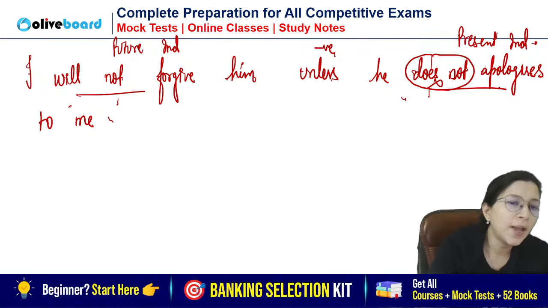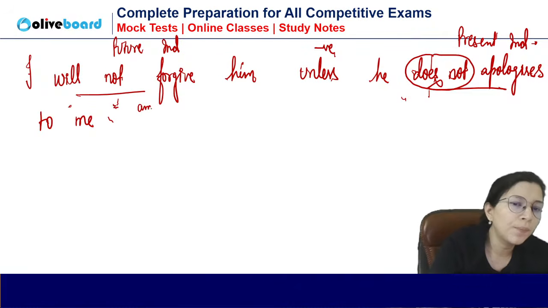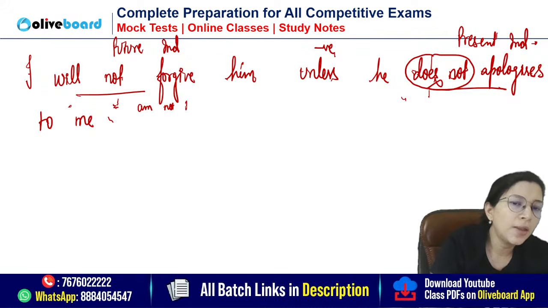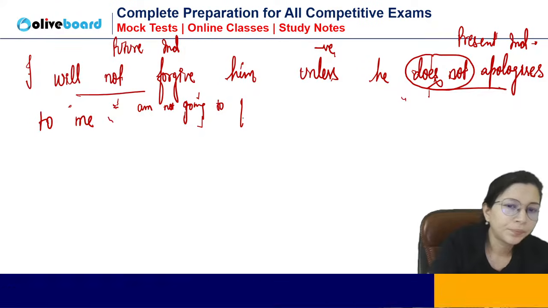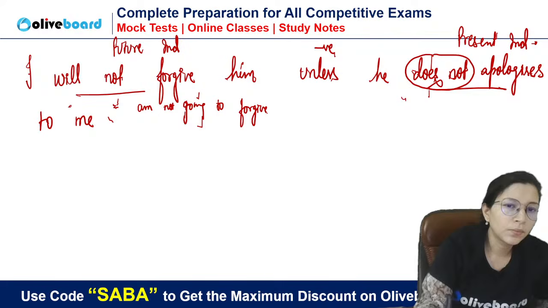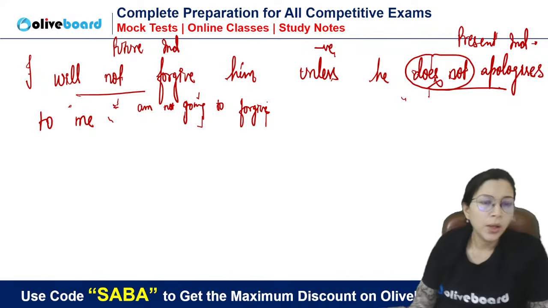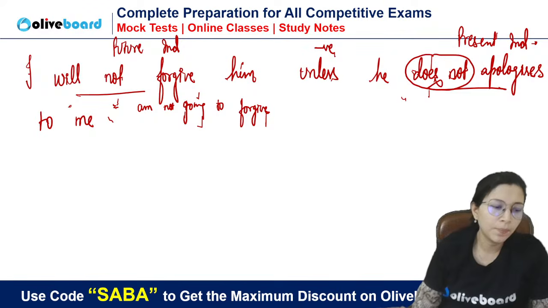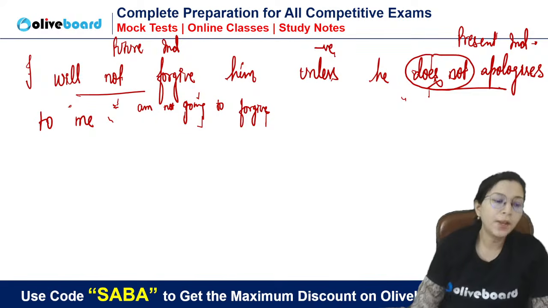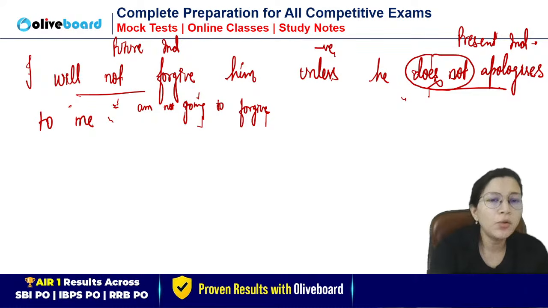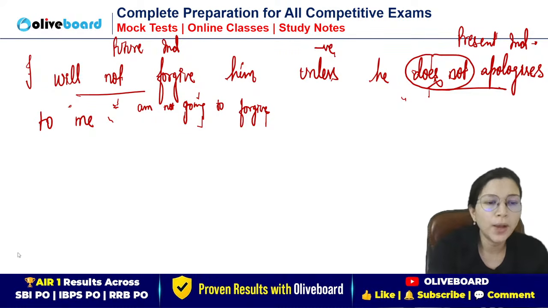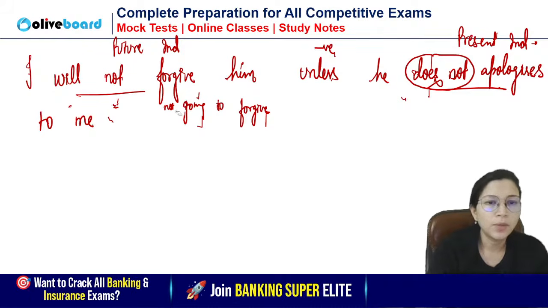Acha, in this part, can I use I'm not going to forgive him? Can I even write this? Yes or no? Instead of writing I will not forgive him, can I write I'm not going to forgive him? Of course, we can write. Okay. So whether you write I will not forgive him or you write I'm not going to forgive him, both will make the sense. So they both carry the same sense.